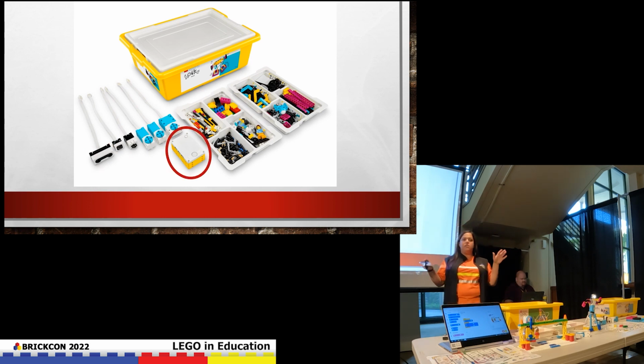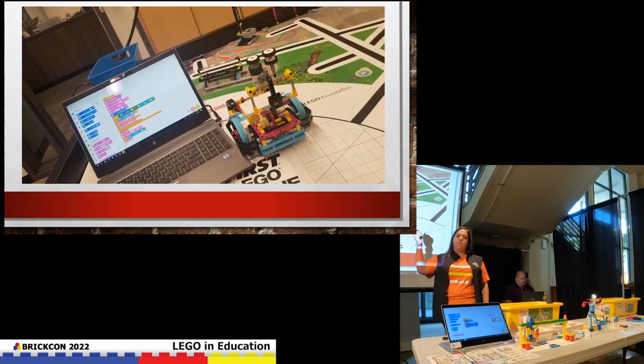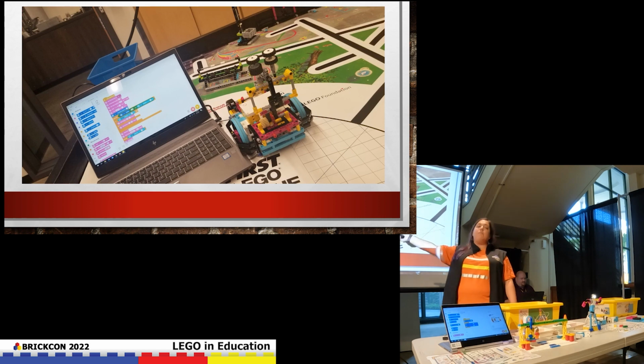So the tilting, it determines the tilt. It's in the hub. This is something that is not in the EV3 or the NXT, which is really cool and I loved. Let's see here. So this is just an example. So LEGO provides all the coding.